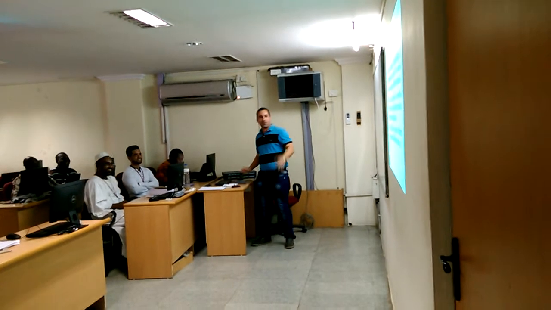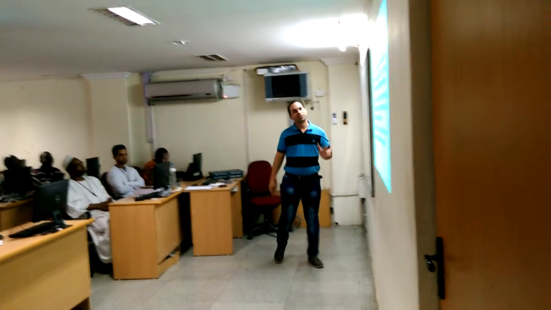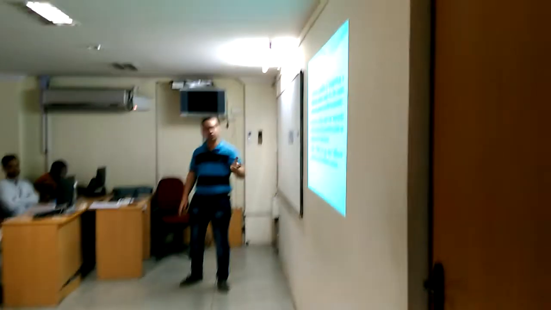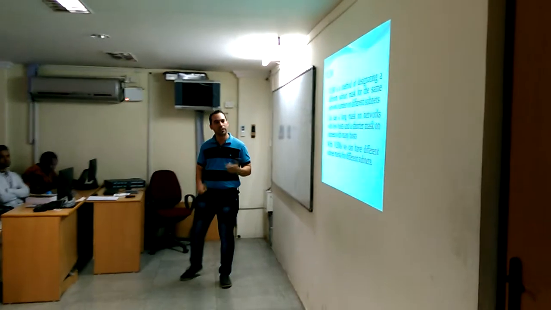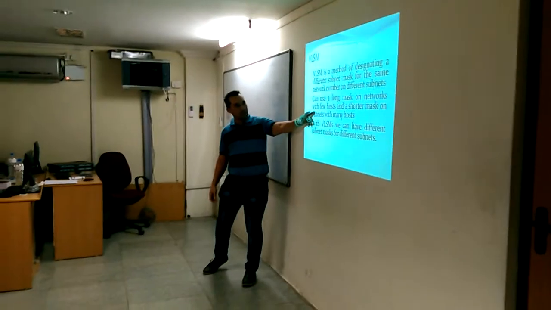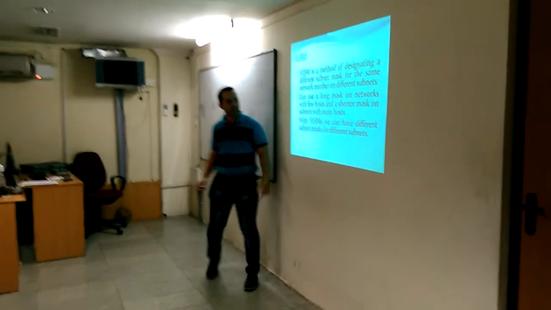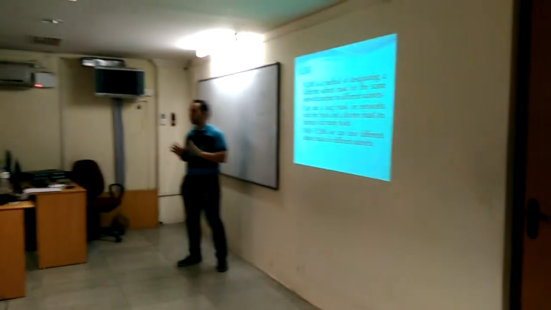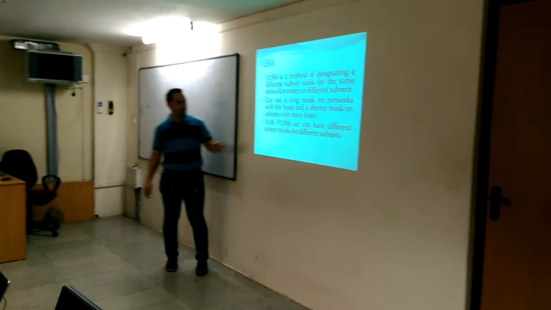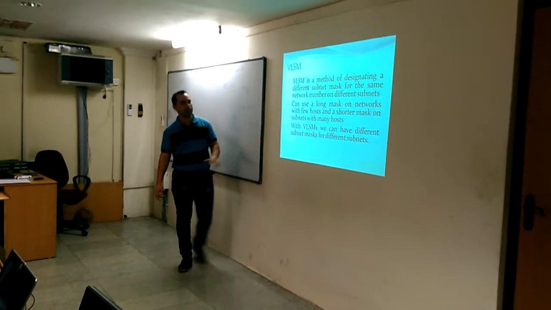Welcome. I'm talking about VLSM. VLSM is a method of designating a different subnet mask for the same network number on different subnets. You can use a long mask on a network with few hosts and a shorter mask on a subnet with many hosts. With VLSM, we can have different subnet masks for the different subnets.